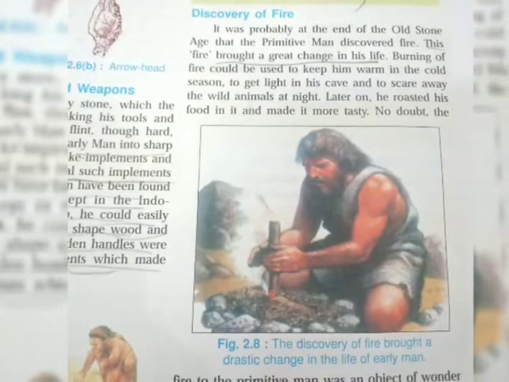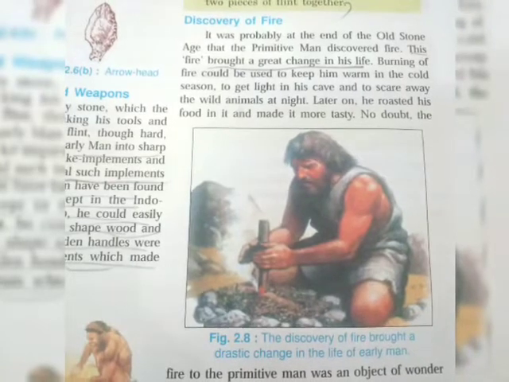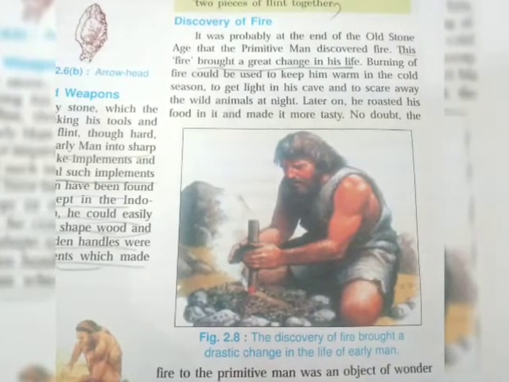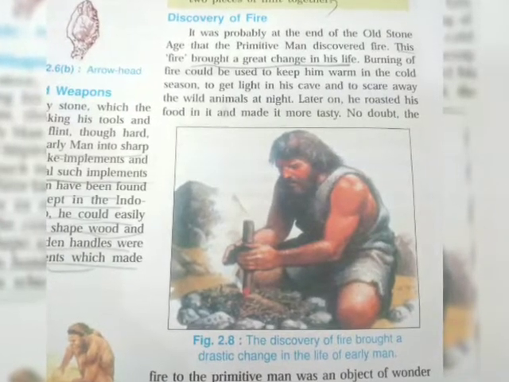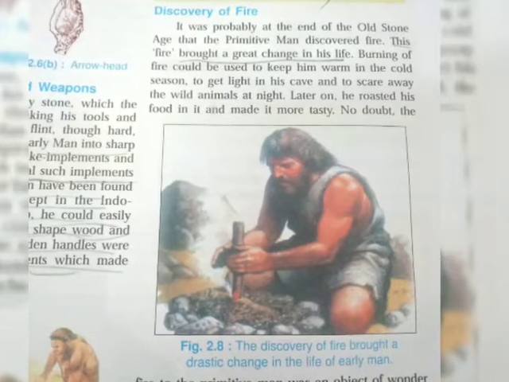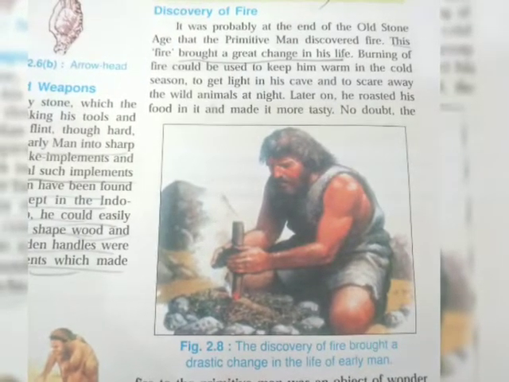Now, discovery of fire. Discovery of fire was the greatest achievement of this period. The early man used light to light up his caves, to scare away the wild animals at night, and later on he roasted his food in it and made it more tasty. For early man, the fire was an object of wonder.